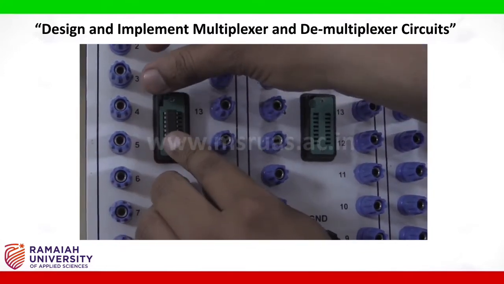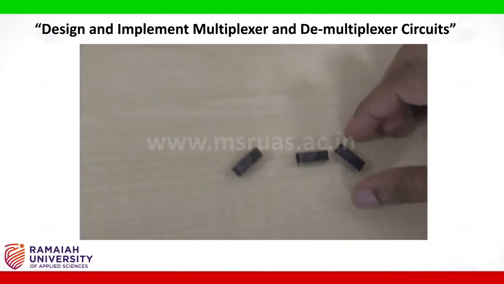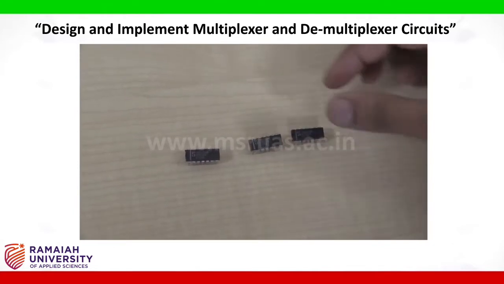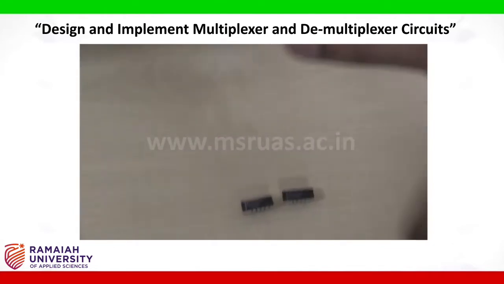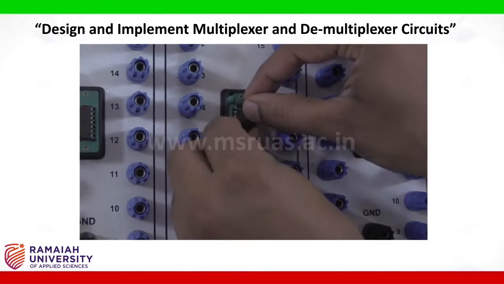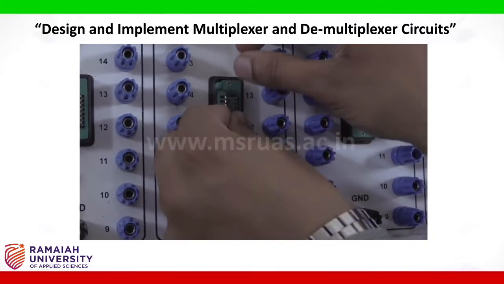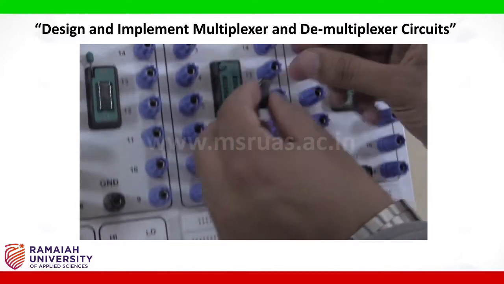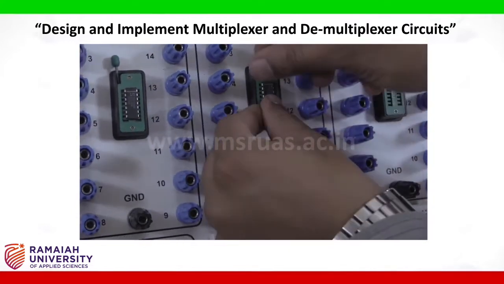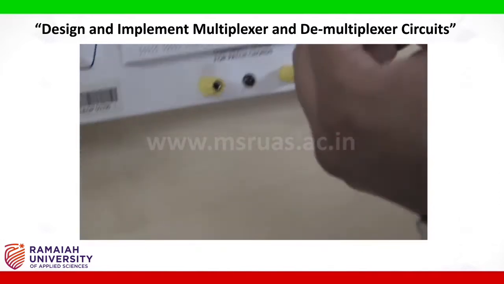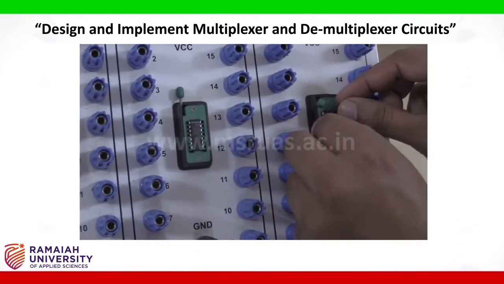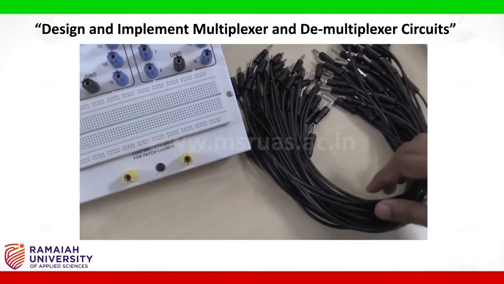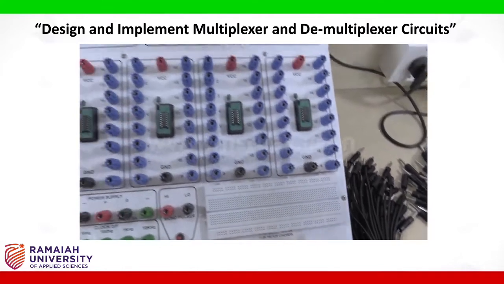After placing it, close the lever. Similarly, there are 4 input NAND gates. This is 7420. I am placing it into the IC base, and after installing it, close the lever. Similarly, one more 7420, close the lever. The last one, 7420, is also a 4 input NAND gate. Then close the lever. Let us start connecting as per the logic diagram.